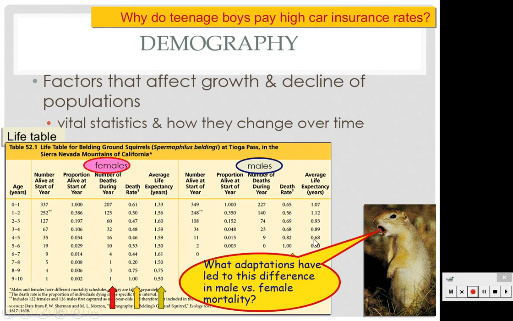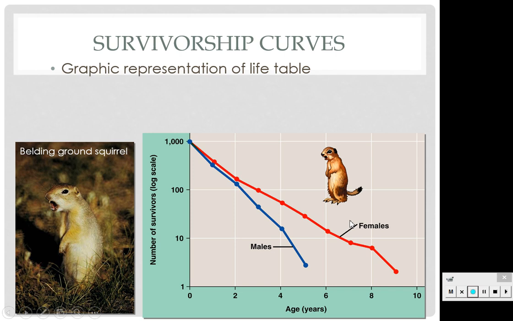Okay, why do teenage boys pay higher car insurance rates? Because they are more likely to get into trouble. What adaptations have led to this difference in male and female mortality? Well, it is the males that are sent out to look for dangers, whereas the females stay in the nest with the young.